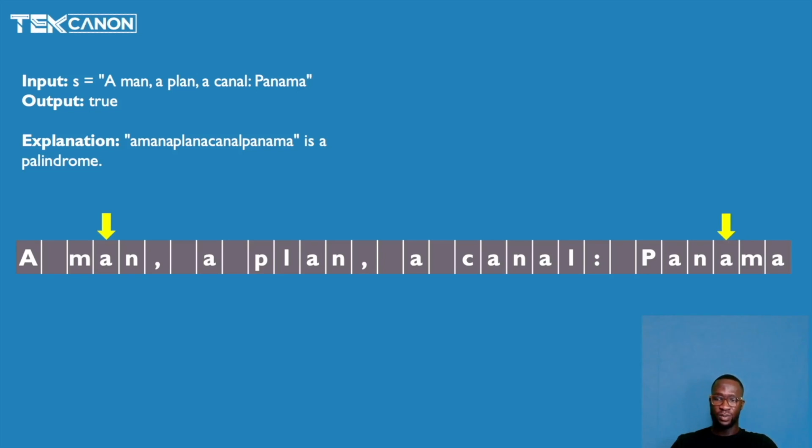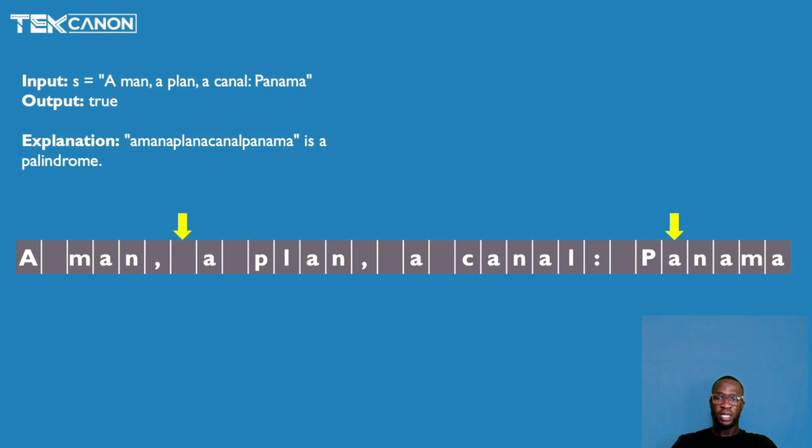A matches here as well. So we shift both pointers inward. We have N on the left, N on the right. We shift both pointers inward. We have a comma on the left, A on the right. Remember, we're not evaluating spaces or special characters. A comma is considered a special character, so we could skip the comma.